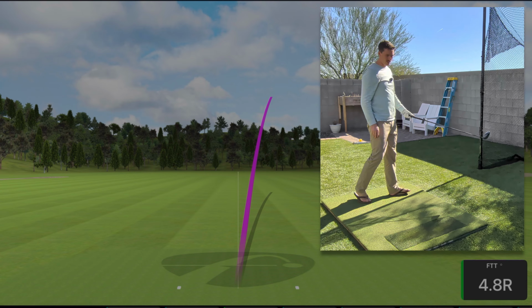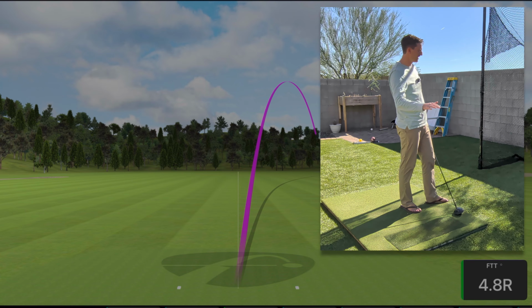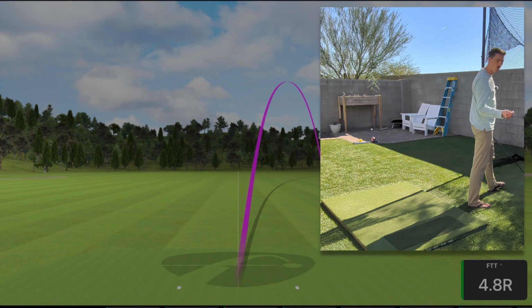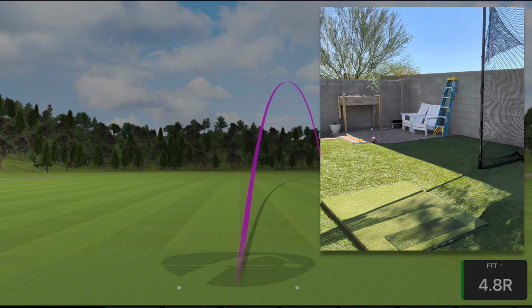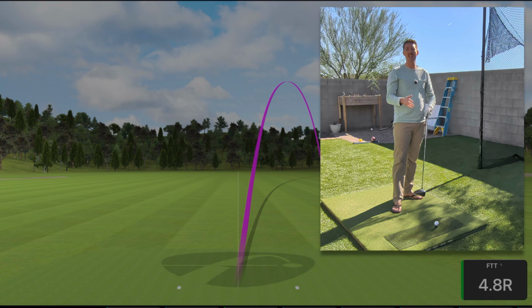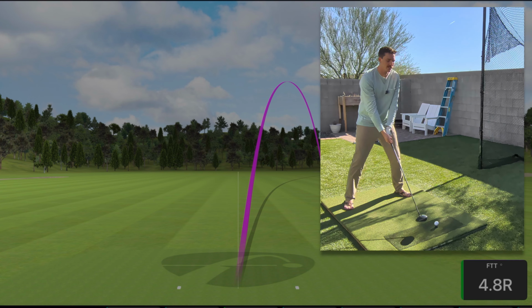That time it was open. 4.8 degrees right. See, I'm all over the place, but at least I know what I need to fix. Like I said in my last video, this simulator and these data points will tell you what you need to fix, not how you need to fix them, but gives you a starting point.